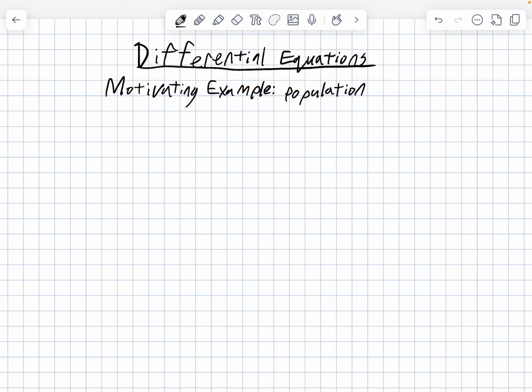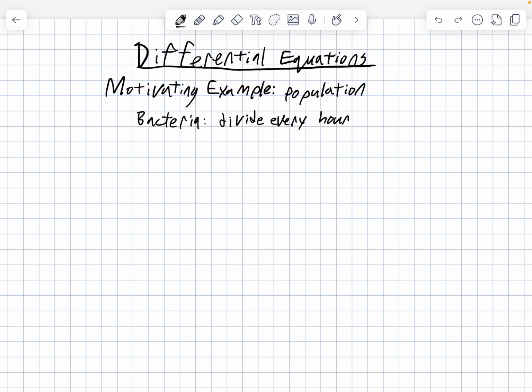So to keep this simple, we're going to talk about a population of bacteria. For those who don't remember from high school biology, under ideal conditions, bacteria will divide, that is, each cell will divide into two new cells over every fixed interval of time. This is kind of an oversimplification, but let's roll with it. And to keep things simple, let's say that our bacteria divide every hour.